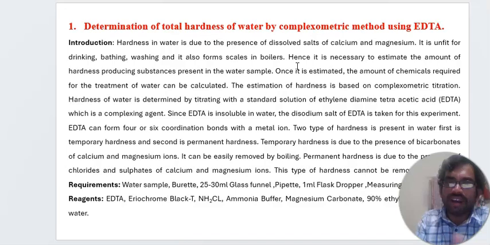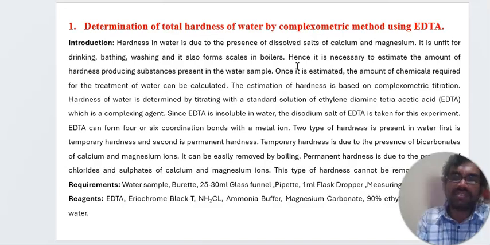Once hardness forms in water, it is not suitable for drinking, bathing, washing, and it causes scaling in boilers. So the idea is how to remove this hardness, like magnesium and calcium, so that the water can be used for boiling. There are two types of hardness of water: temporary hardness and permanent hardness.